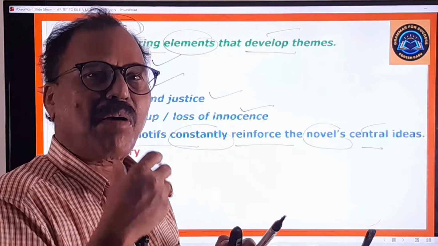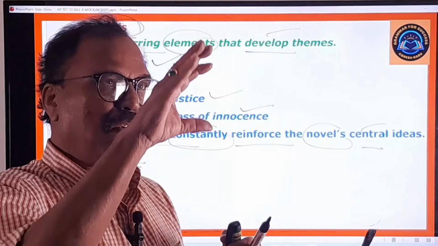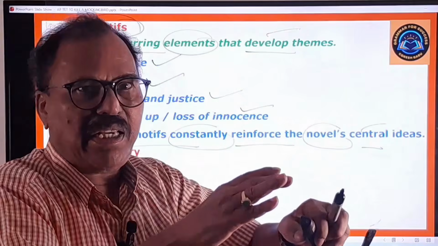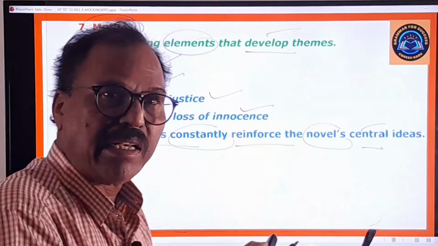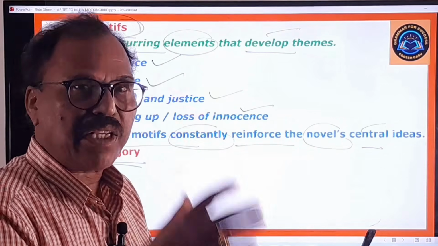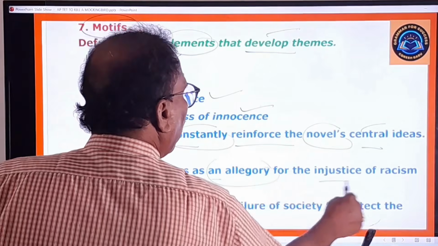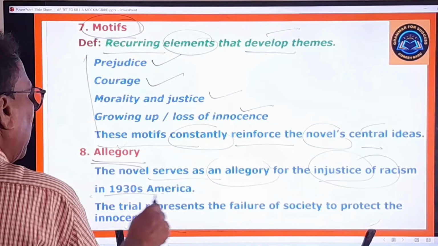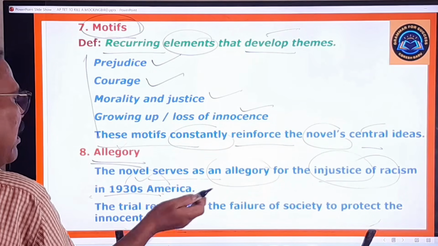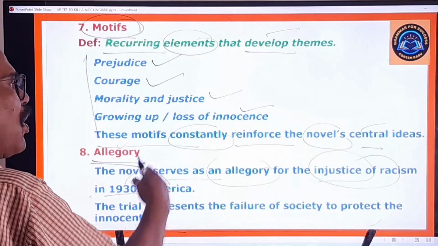In this novel, you will come across a society that has been racially segregated. Therefore, that society, which was segregated racially in the 1930s, can be seen in this novel. Therefore, this is an allegory of the society that was racially segregated in the 1930s. The novel serves as an allegory for the injustice of racism in 1930s America. So this is an allegory of 1930s America, when there was rampant racial discrimination, racial injustice all over southern America.